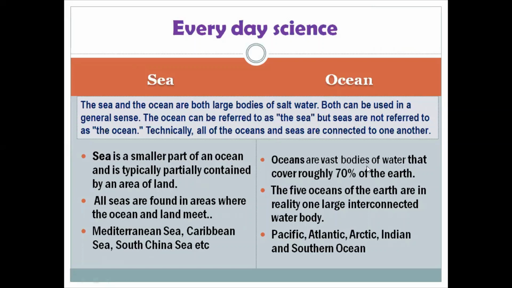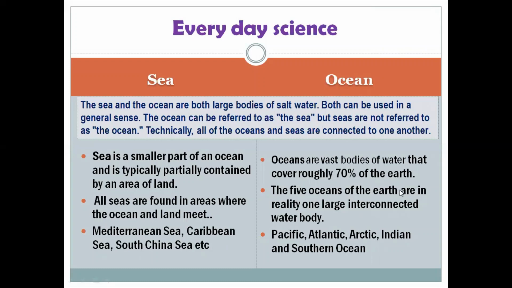While oceans are vast bodies of water that cover roughly 70% of Earth, oceans are bigger than the seas, but they are not connected with the land. All seas are found in areas where the ocean and land meet. So wherever the ocean and the land meet, we find the sea. So most of the time we have an ocean, and with the ocean we have seas, and seas are in connection with the land area.